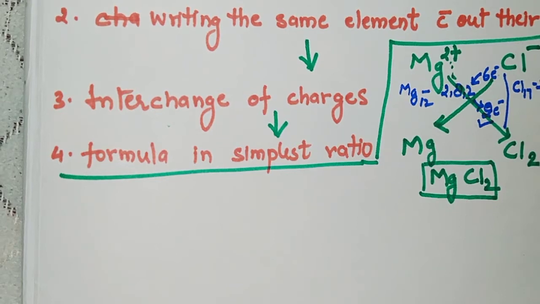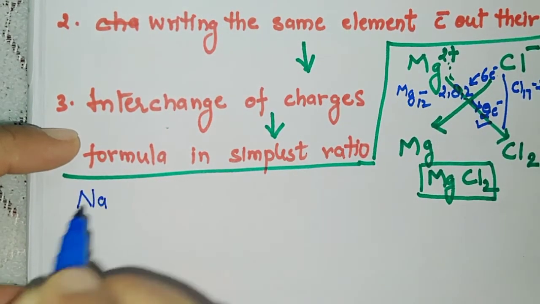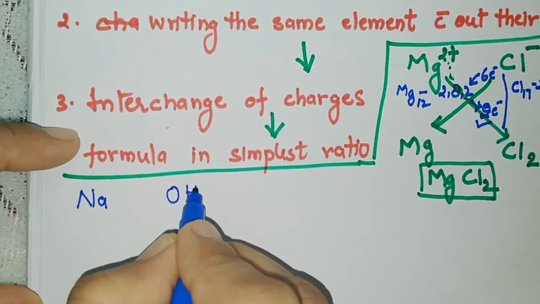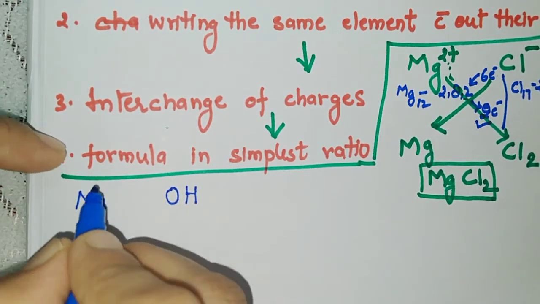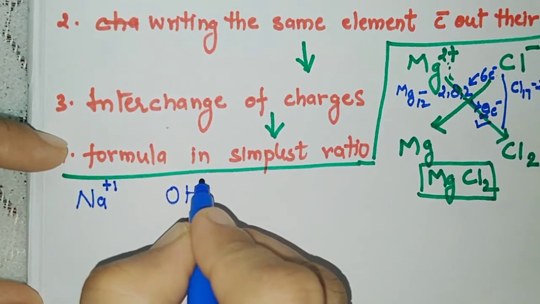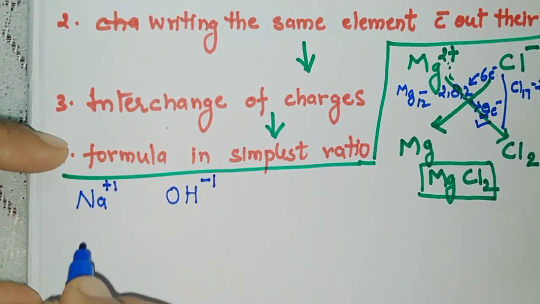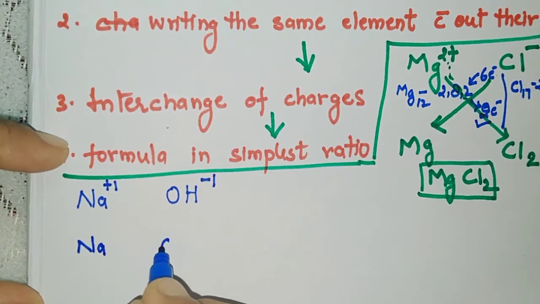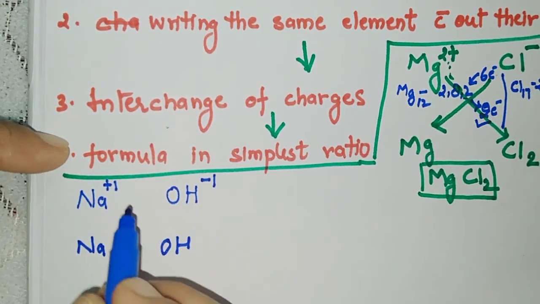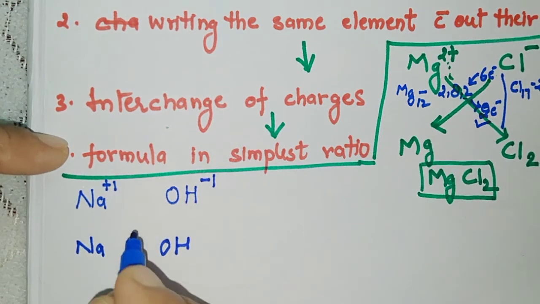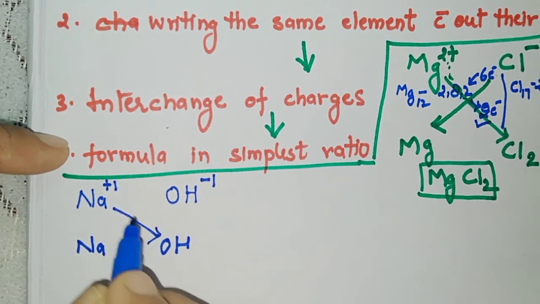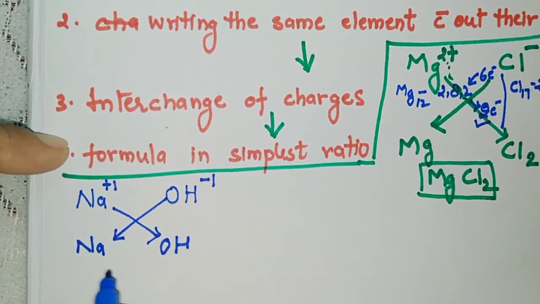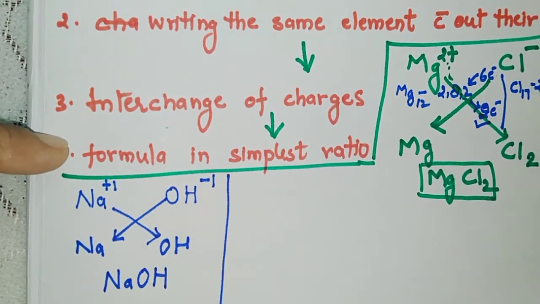Some more examples are there. Na and OH. The charge of Na is +1 and this is -1. We will write the same elements down, Na, OH. Now we will change the charges. 1, this is 1. So what is the formula? NaOH. This is one example.